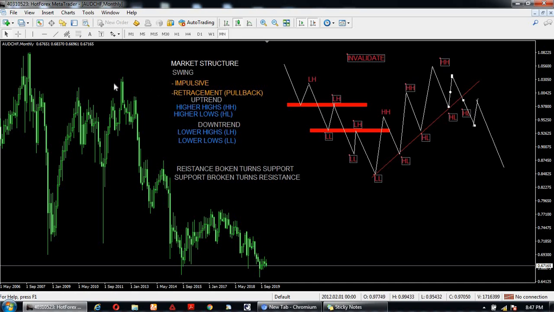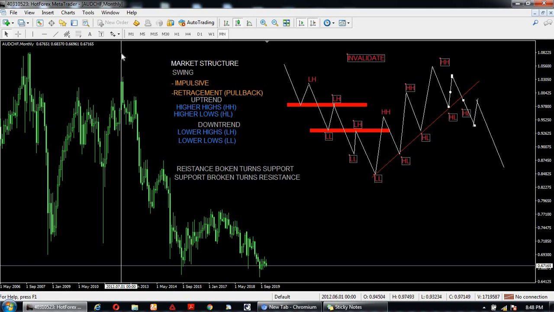This is the AUD monthly time frame. We can see that from September 2011 till right about now, September 2019, from what we can see clearly in our charts, this is the 1st of September 2019, we have been on a downtrend all the way from way back in September 2012. We've been on a downtrend.